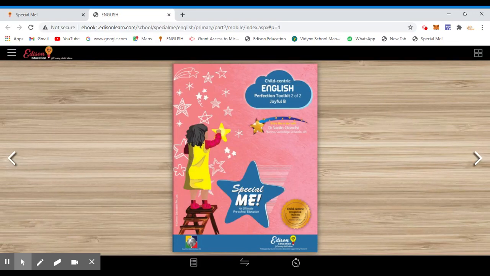And now it's time for the English session. So, students, take out your child centric English Perfection Toolkit 2 Joyful Bee and open page number 8.